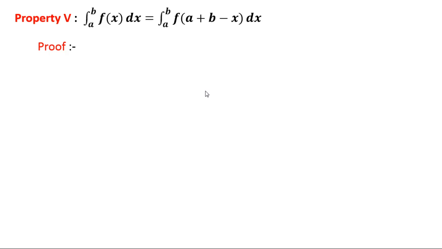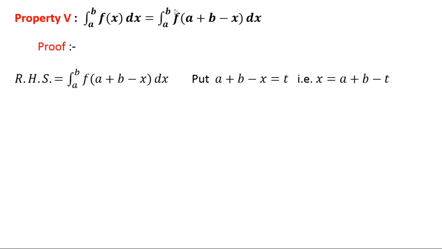In this proof I am going to use the properties that came before. I will start from the right hand side integral, and in the right hand side integral, in place of a plus b minus x, I will put t. So this will become f of t. But this dx will change, limits will change. So when a plus b minus x is equal to t, x is equal to a plus b minus t.